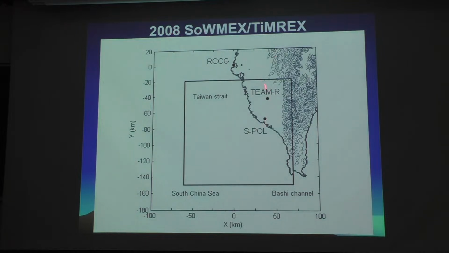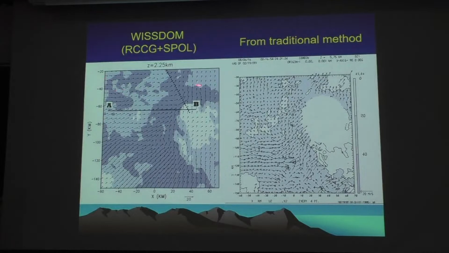We have a Central Weather Bureau radar located here, and the NCA Expo radar is here, and we try to analyze the wind field within this area. So the radar baseline is from here to here. Okay, so the left panel is the result from Wisdom, so you can see the prevailing wind is coming from the southwest. The dashed line is the radar baseline. You can see the wind can be well recovered along the radar baseline.